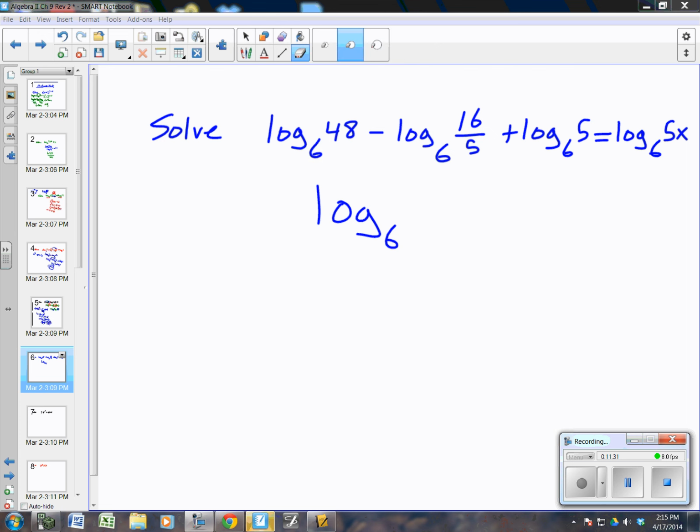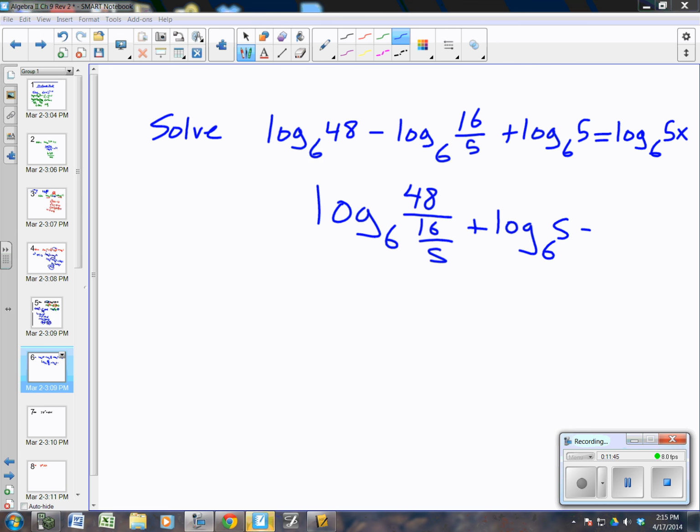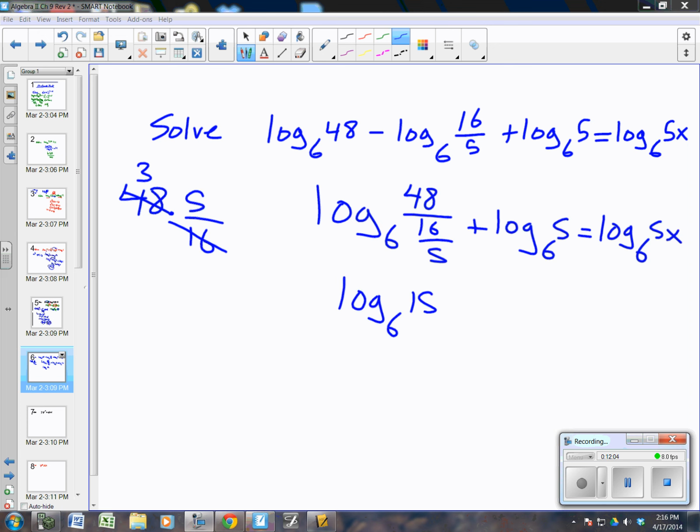Okay, if we use the quotient property, you guys, we're going to get 48 divided by 16/5. Right? Now if I take 48 and divide it by 16/5, that's the same thing as multiplying it by 5/16, right? 16 will go into 48 3 times, 3 times 5 is 15. So this is really log base 6 of 15 when you simplify it. Log base 6 of 15 equals log base 6 of 5x.